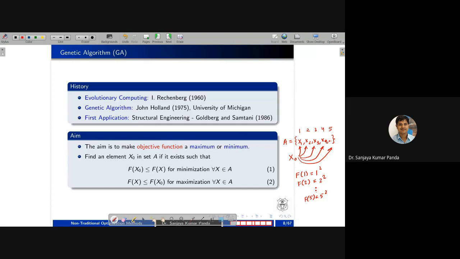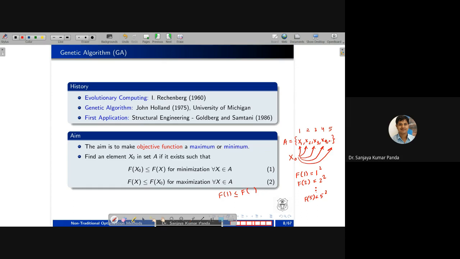So, if you find f of x0 which is less than or equal to all the elements that are present in the set A, then you can say it is a minimization problem. For example, if you see in this case, if I take f of 1, f of 1 is less than or equal to f of anything in that particular set. You take f of 1 also, it is less than or equal to. You take f of 2, it is less than. You take f of 3 here, it is less than. F of 4, it is also less than. So we can say this is a minimization problem.